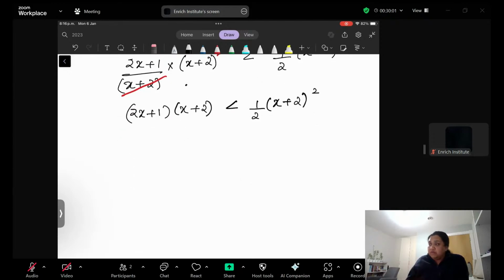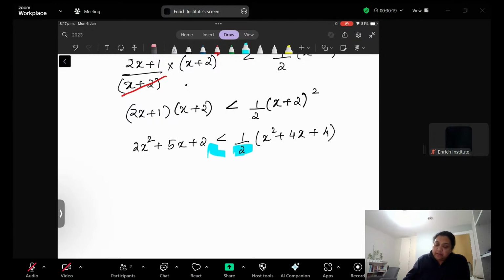How are you going to solve it? You're going to expand it. When you expand this side, you will get 2x square plus 5x plus 2, which is less than 1 over 2 x square plus 4x plus 4. Now you multiply this to this side and you will get 4. I'm just going to multiply and write. So it is 4x square plus 10x plus 4 is equal to x square plus 4x plus 4.